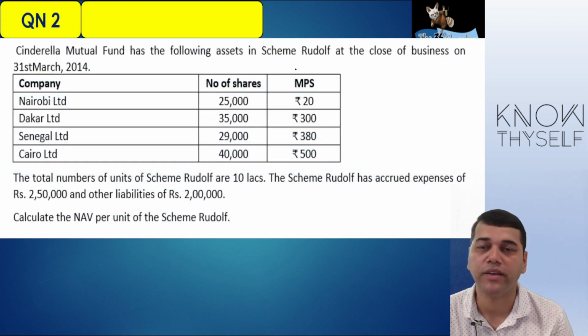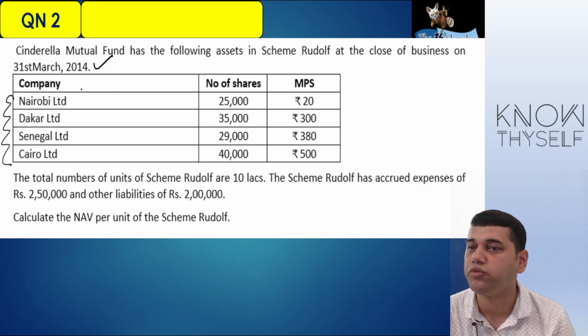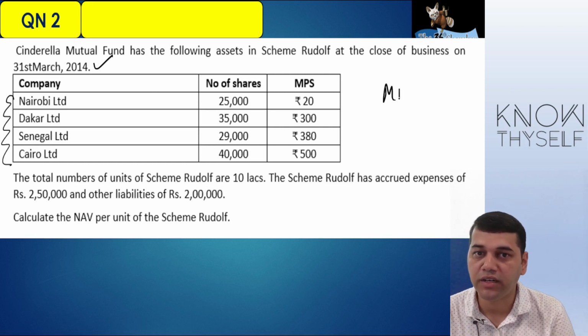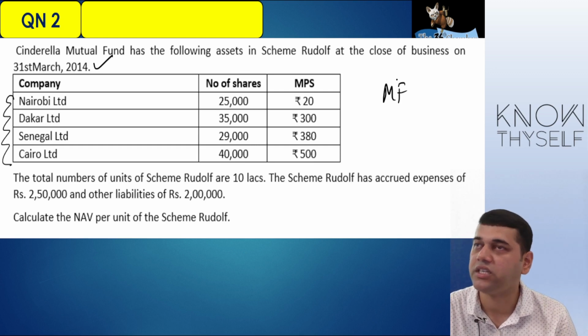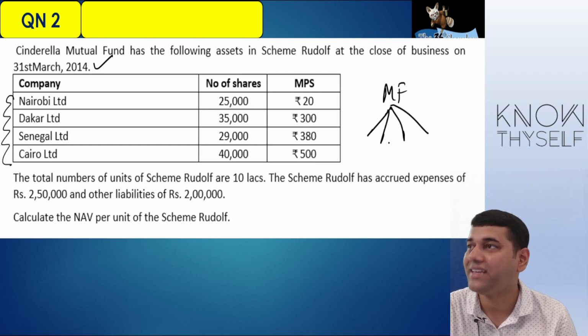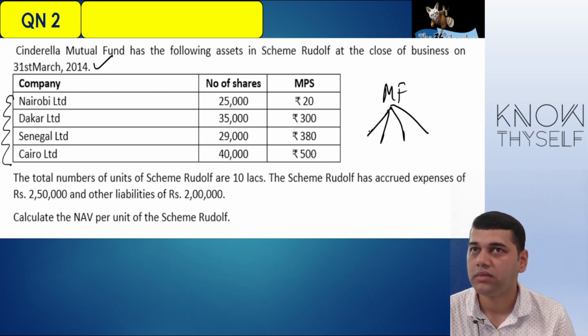Cinderella Mutual Fund has the following assets in the scheme Rudolph at the close of business on 31st March 2004. At the end of some business day, there were four company investments. The Cinderella Mutual Fund has invested in one scheme. See, a mutual fund may be one entity, it can be a trust, it can be a company, it can be anything. Now, they will have different schemes, like segments, like what we have, transport segment, manufacturing segment. Or one mutual fund might have only one scheme. There can be scheme managers. It can be bigger, or sector specific, only bank specific.